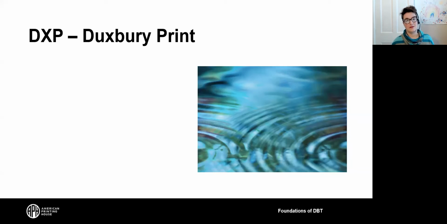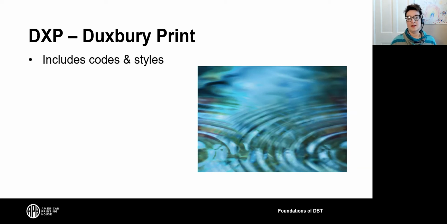Another Duxbury Braille file type is DXP, or a Duxbury Print file. This file does include codes and styles, those instructions and sets of instructions for Duxbury. The content of the Duxbury Print is made up of print letters, a lot like a Word or PDF file has the same content. This Duxbury Print is going to have the same print that really looks like print, not just those print characters that correspond to Braille cells.